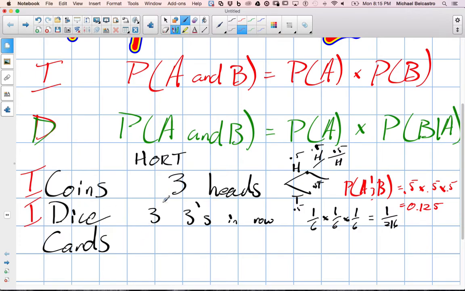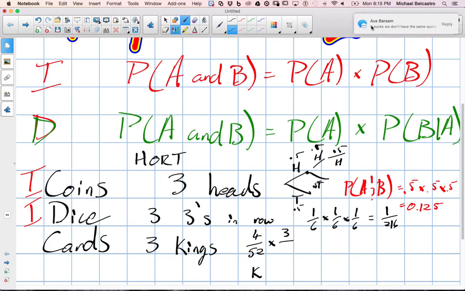Okay. Let's talk about getting 3 kings in a row from cards. Do you know how many kings are in a deck of cards? 4. And how many cards are in a deck? 52. Yes, so we have a 4 in 52 chance of getting a king on our first one. Once I draw the king out, how many kings are left in the deck? 3. And let's say I drew a king the very first time. How many cards are left in the deck? 51.